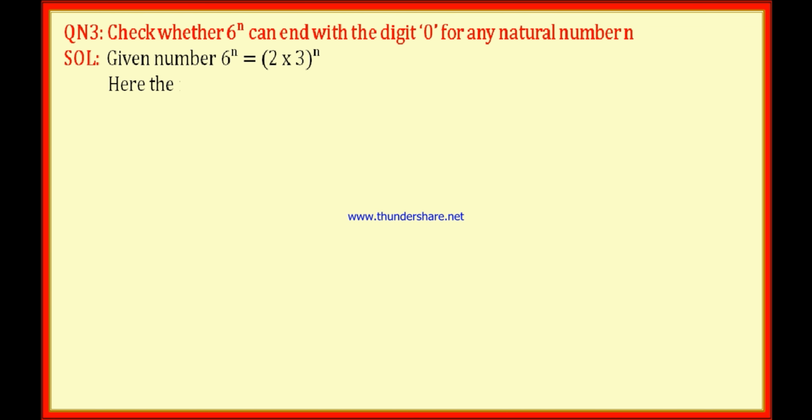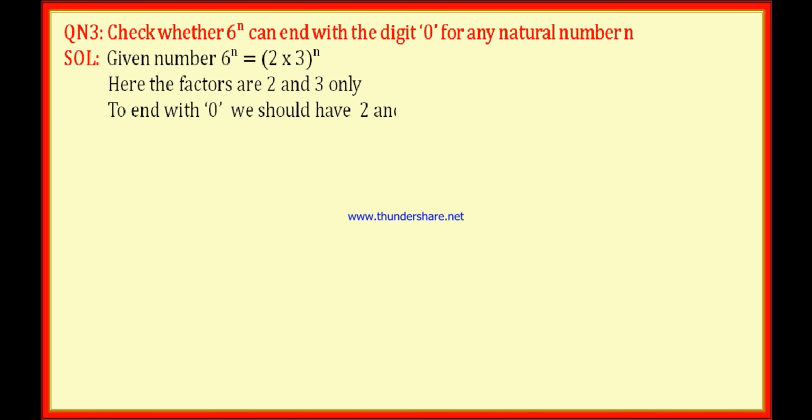But the question is, we have to check whether 6 power n ends with 0. Here the factors of 6 are only 2 and 3. But in order to get 0 at the end, it should be a multiple of 10. If it is a multiple of 10, 10 is nothing but 2 into 5. Therefore, 2 and 5 should be the factors. In any number, if 2 and 5 are the factors, then that number may end with 0.